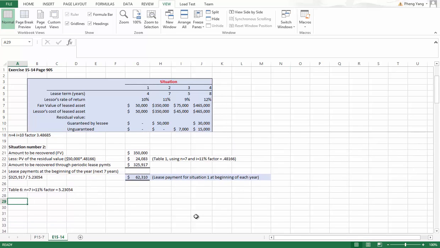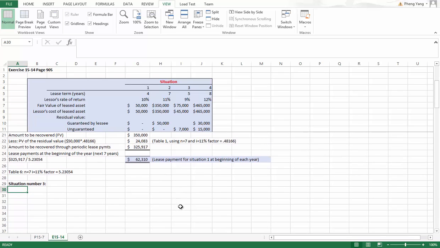All right, situation 3. Once again, amount to be recovered at fair value is $75,000, right there. We're going to subtract the present value of the residual value, which is that 7,000 times the factor of 0.64993, and that factor comes from, let me just do this and I'll put it over here.